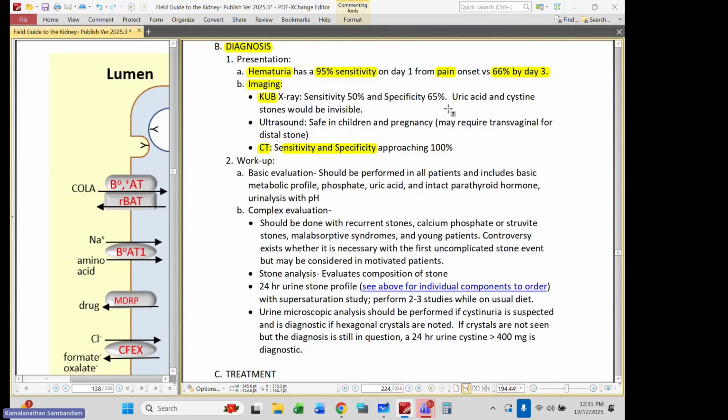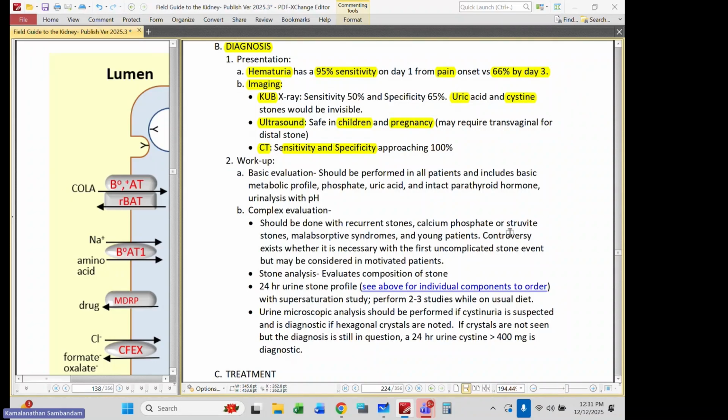KUBs are really only helpful for calcareous stones. Uric acid stones and cystine stones will be transparent on KUB. You can still see those stones on CT scans, however. Okay. Ultrasound is something that we sometimes use, especially in certain populations where radiation would be less desirable, and then also in the serial monitoring of your patients.